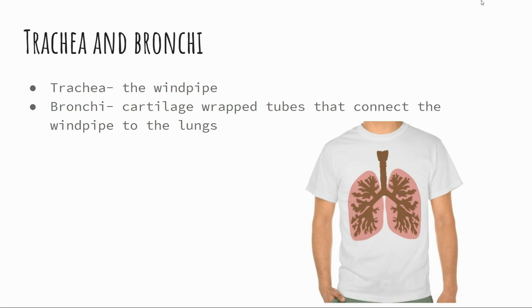Trachea and bronchi. So your trachea is also known as the windpipe. It's what goes down the throat. And then your bronchi are cartilage-wrapped tubes that connect the windpipe to the lungs.